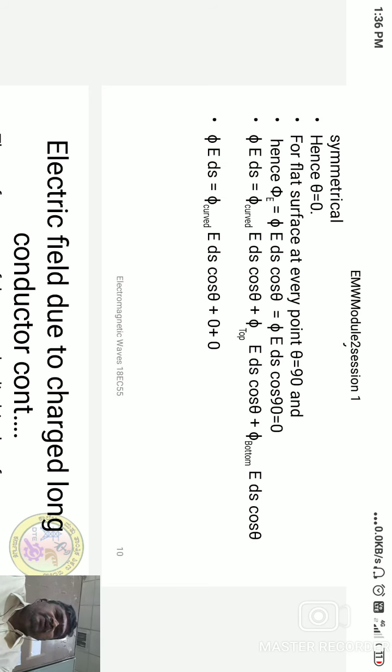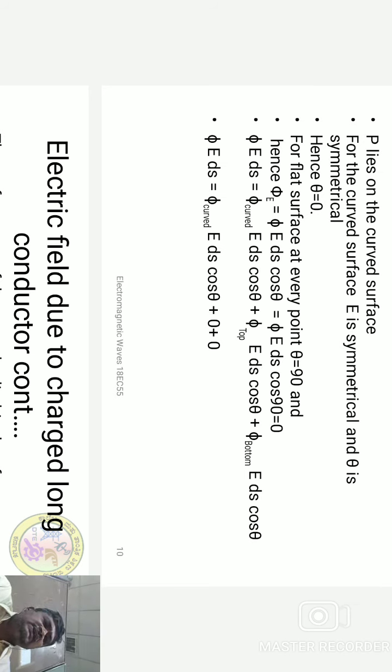In today's class we have discussed what we mean by Gauss theorem, what the expressions for the Gauss theorem are, and two different applications of the Gauss theorem. One is the electric field due to a point charge, and the other is the electric field due to an infinitely long conductor carrying charge. These are the two applications of Gauss law discussed today.